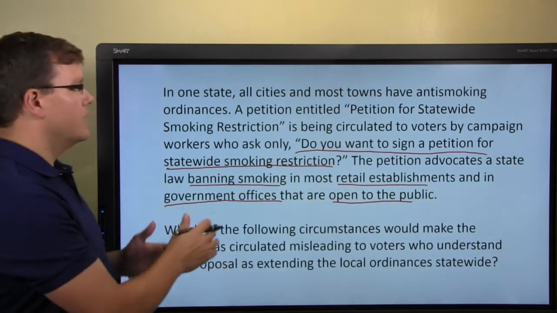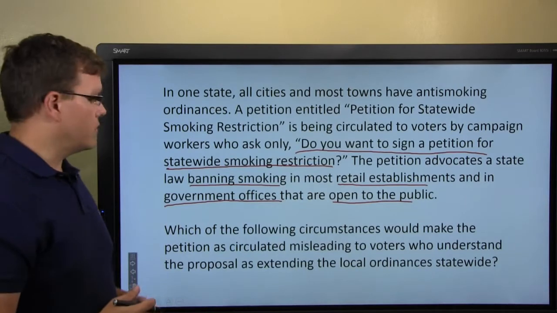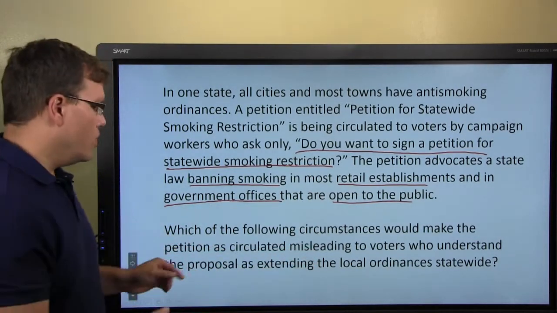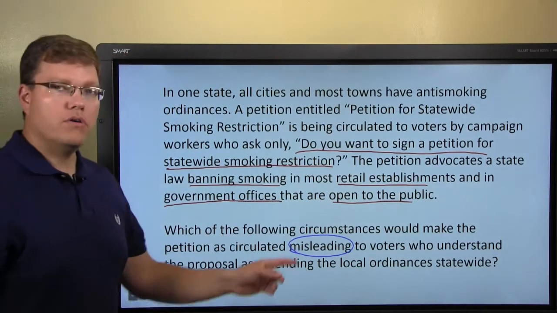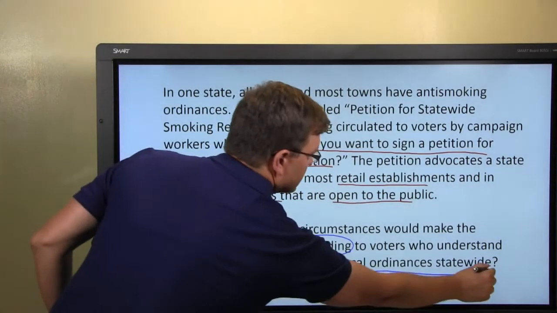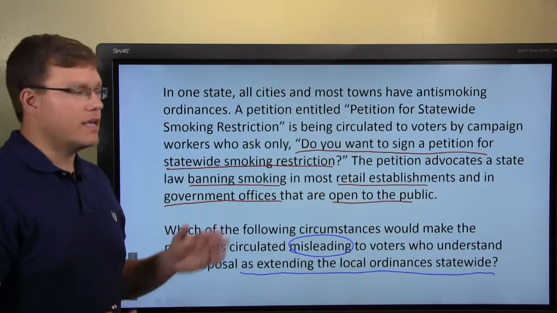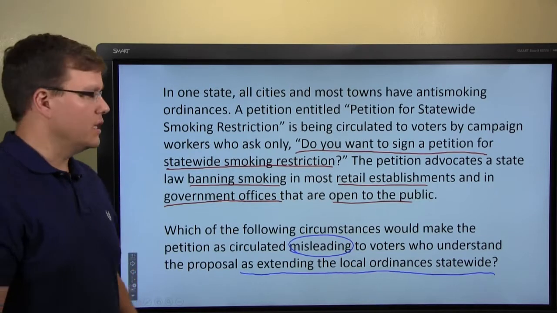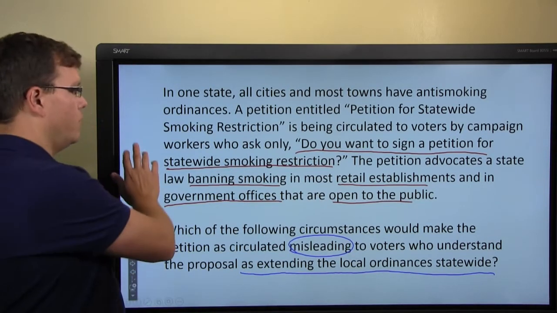Now that we understand that we've got a petition and that it's going to ban smoking in these particular locations, the question says, which of the following circumstances would make the petition as circulated misleading to voters who understand the proposal as extending the local ordinances statewide? We really need to do something with this stimulus and this question stem before we go to the answer choices. We don't want to get lost in answer choices. We want to have an idea of what we're looking for.